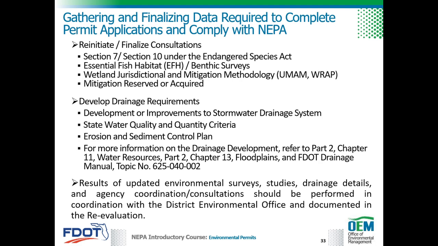FDOT will need to develop drainage requirements such as improvements to stormwater drainage system, state water quality and quantity criteria, and erosion and sediment control plans. For more information on drainage development, refer to Part 2, Chapter 11, Water Resources, and Part 2, Chapter 13, Floodplains, of the PD&E Manual, as well as the FDOT Drainage Manual. Results of updated environmental surveys, studies, drainage details, and agency coordination/consultations should be performed in coordination with the District Environmental Office and documented in the reevaluation.